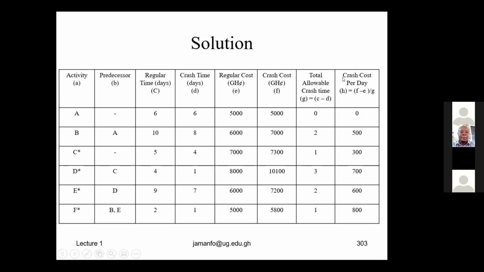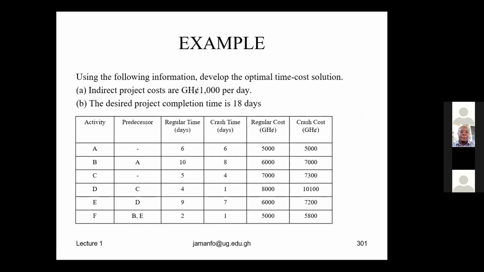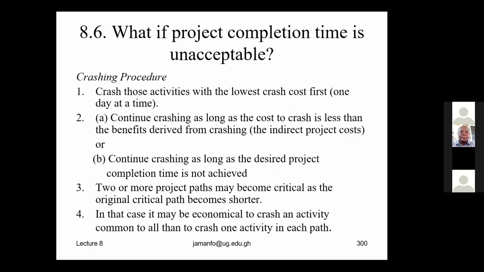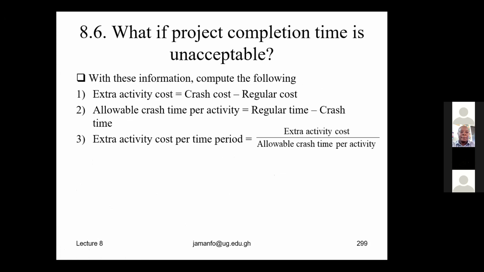Now let's come to the crash cost per day. Again, let's go to the formula. I usually want you to know where these are coming from. Can you see the formula? Yes, please. The extra activity cost per time period. So the extra activity cost divided by the allowable crash time per activity.